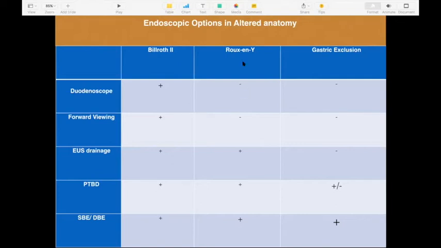But if patients have a Roux-en-Y hepaticojejunostomy, then a duodenoscope or forward-viewing endoscope cannot be used. We can use EUS drainage, but we are not discussing that. PTBD can be used, and single balloon and double balloon endoscopy can be used in patients who have Roux-en-Y. And in gastric exclusion, either we can use PTBD or single balloon, double balloon, or we have to use EUS, that is the EDGE technique, but I'm not showing that here.